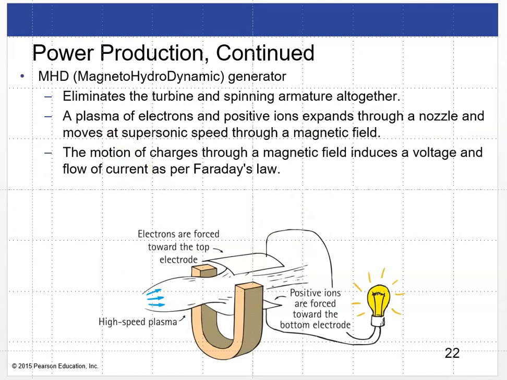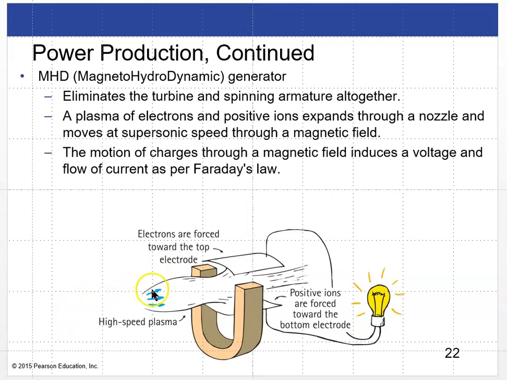This is another type of generator called an MHD, or magnetohydrodynamic generator. This eliminates the spinning coil and whatever is driving it. The spinning coil is called an armature, and usually we're driving it with a turbine. So it eliminates those two things.